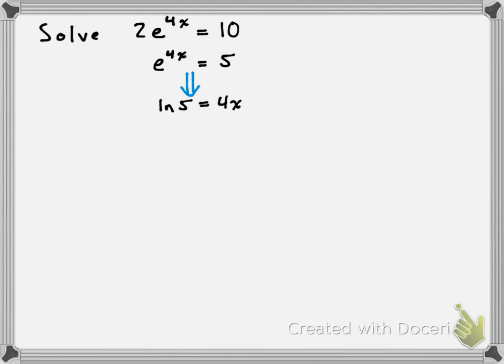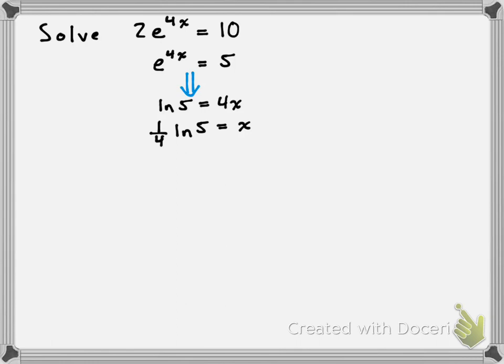Okay, so from here, we're going to need to get rid of the 4 in front of the x. Since it's multiplying, we can divide both sides by 4, or if you prefer, you could multiply both sides by 1/4, and that's what I'm going to do. So that's going to give us 1/4 times the ln of 5 is equal to x. So this is actually a perfectly good exact form solution for x, 1/4 times the ln of 5.